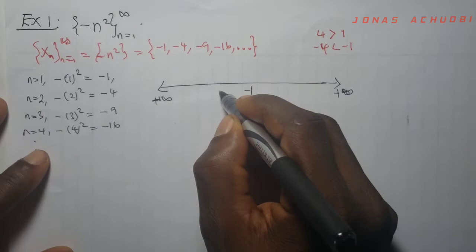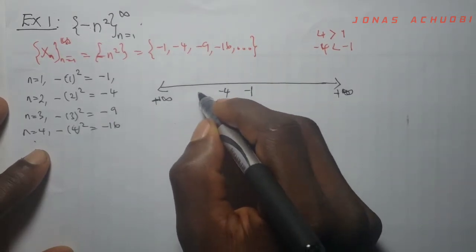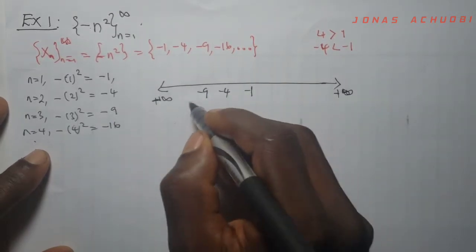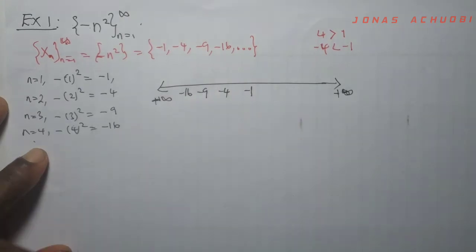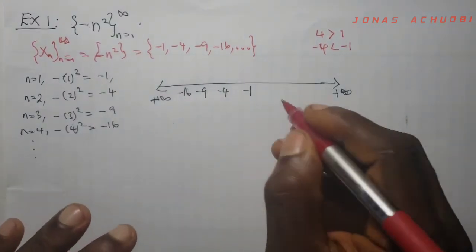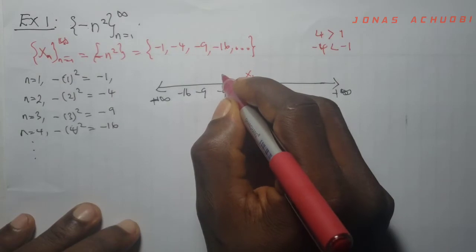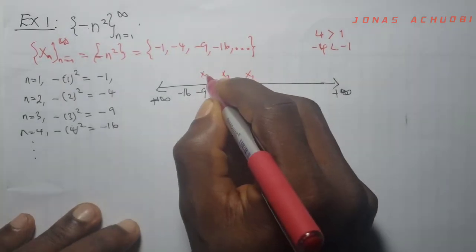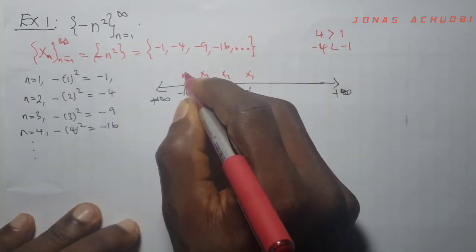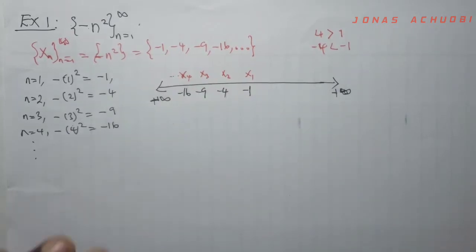So minus 4 will be somewhere here. Then minus 9 will be somewhere here. And of course, minus 16 will be here. And the terms go on and on. So this is my first term x1, my second term x2, my third term x3, my fourth term x4. And of course, the terms keep going downwards or leftwards, if you like.